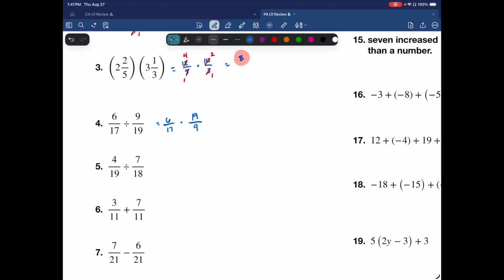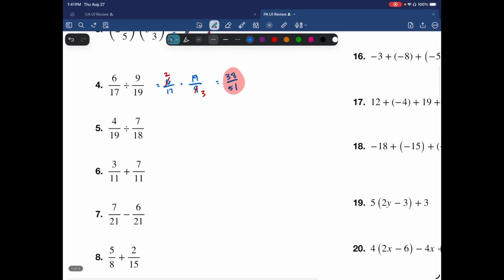All right, so sometimes it works out, sometimes it doesn't. In this case, it does, because I can reduce 6 and 9. All right, 3 goes into 6 2 times, and 9 3 times. And so 2 times 9 is 38. 3 times 7 is 51. 38 over 51 is your answer.